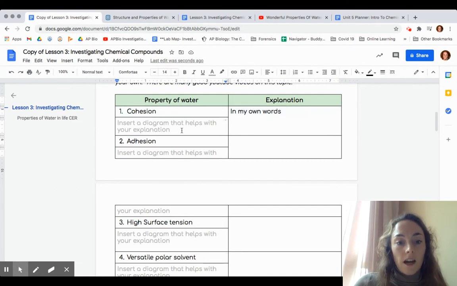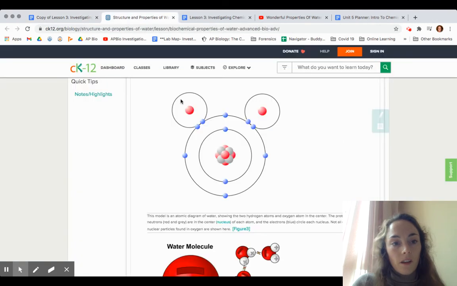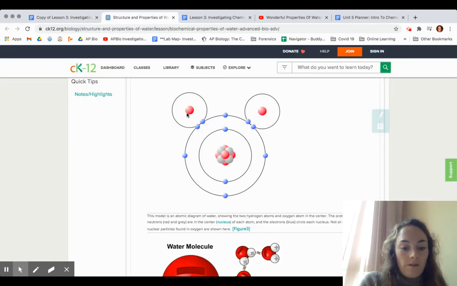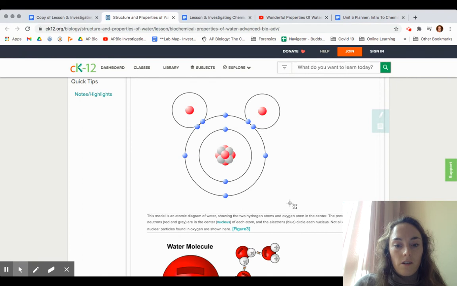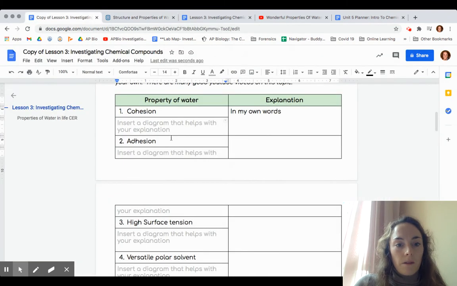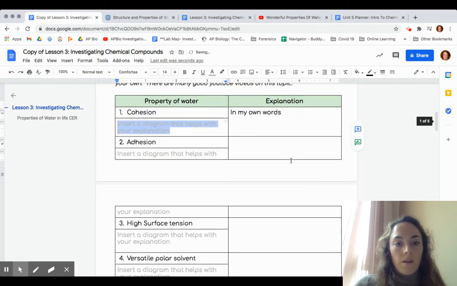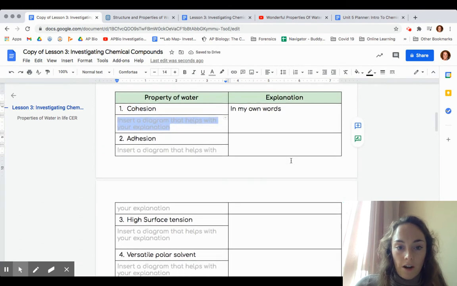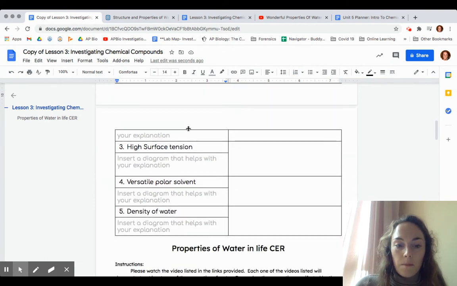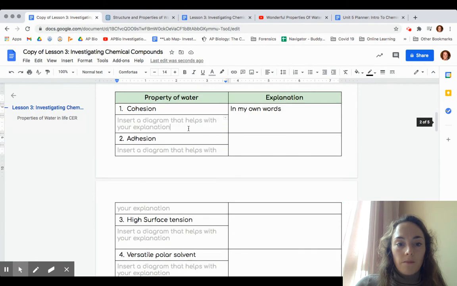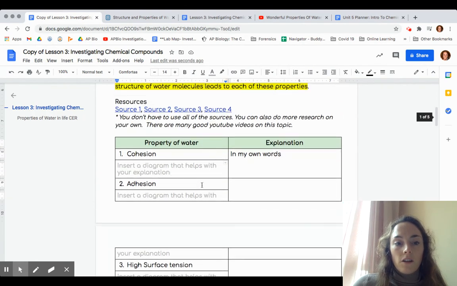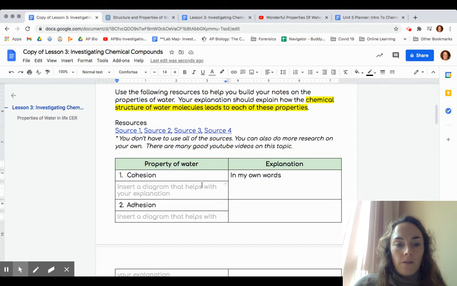Then insert a diagram that helps with your explanation. If you want to, you can press Shift-Command 4, take a photo, and then copy and paste it here. You're more than welcome to do that. Or if you want to draw a diagram out, that would actually be a better way of demonstrating your understanding. So do this for 5 properties of water. These are the 5 properties of water you need to know. You may pause the video and work on that now.